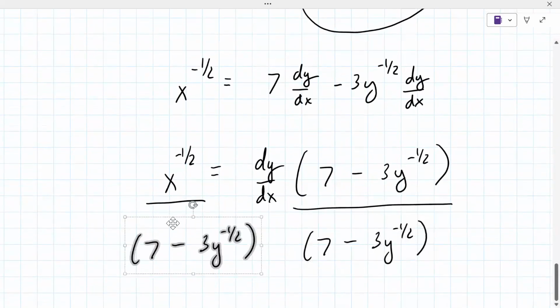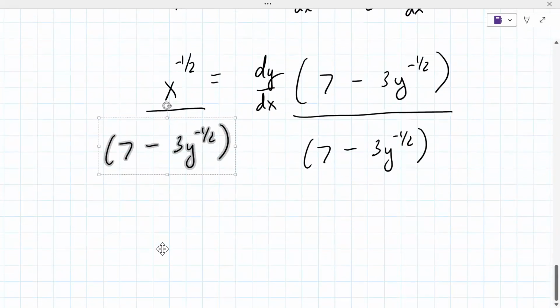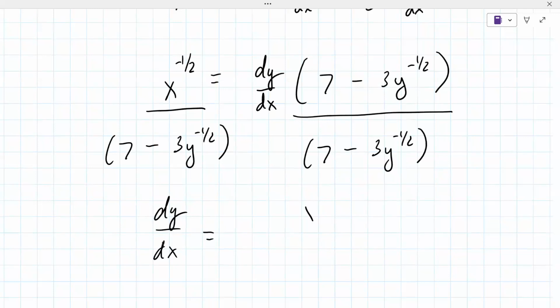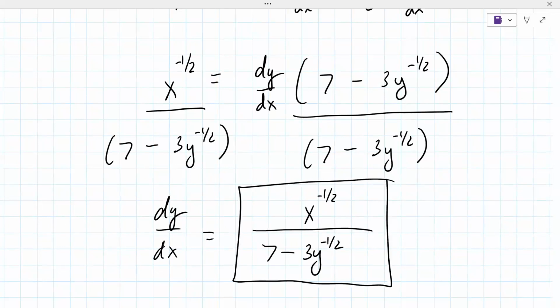So you have to undo. This is like your requisite stuff. So dy dx equals x to the minus 1/2 power over 7 minus 3y to the minus 1/2 power, like that. Okay. And that is it. That is your full answer. Now you could clean it up a little, but that is the full answer. We've not really been able to do anything yet where you can use your calculator. So I'll let you know when that's possible.